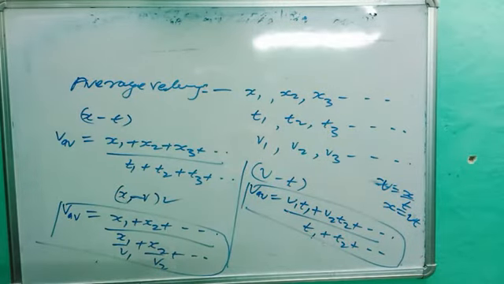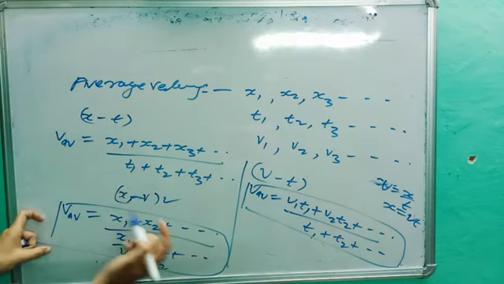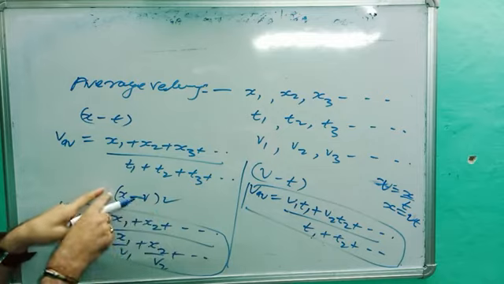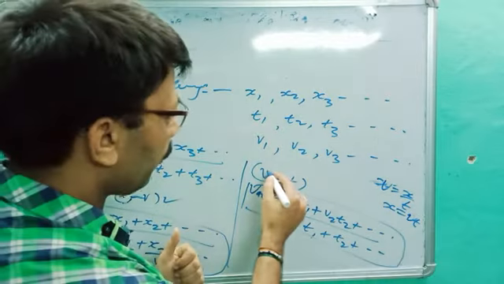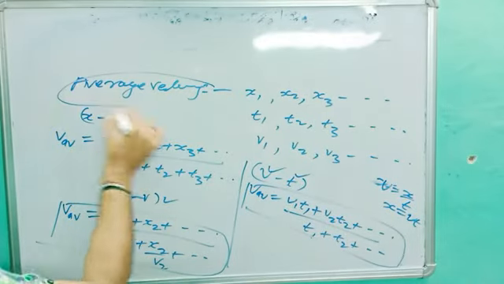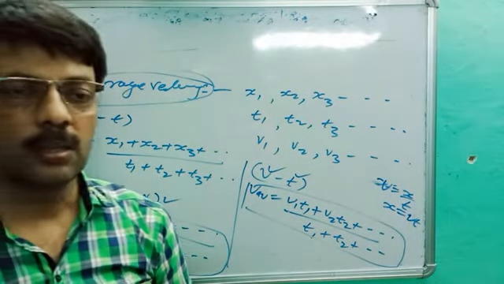So there are three different formulas. This is average velocity when x and t are given. This is the formula of average velocity when velocity and displacement are given, and this is the formula when velocity and time are given. You have to find it by this one. So this is all about your average velocity. Okay, so that's all for today.